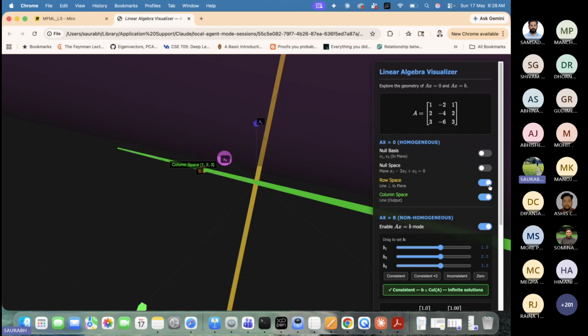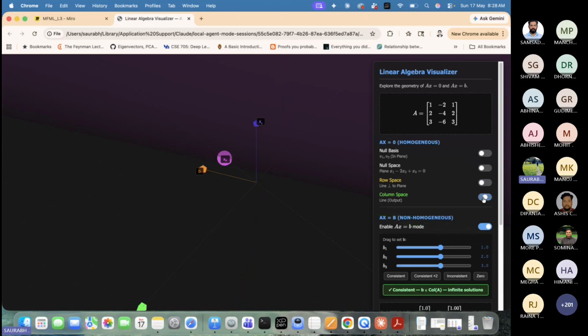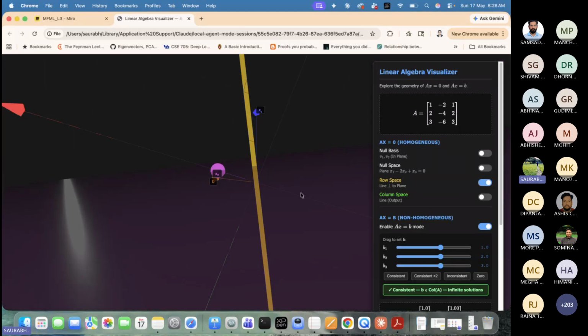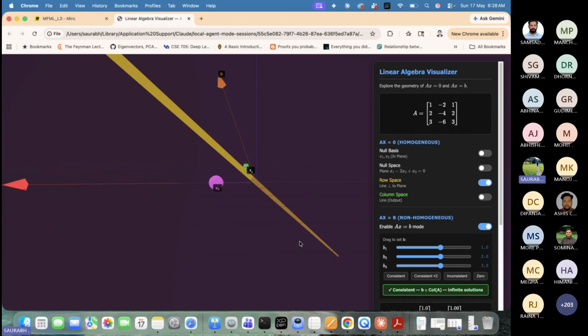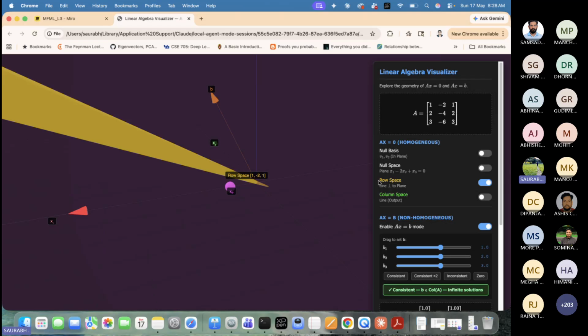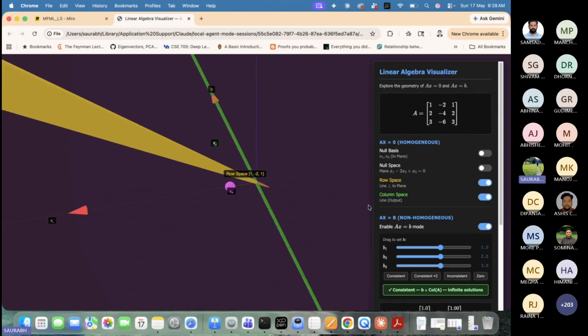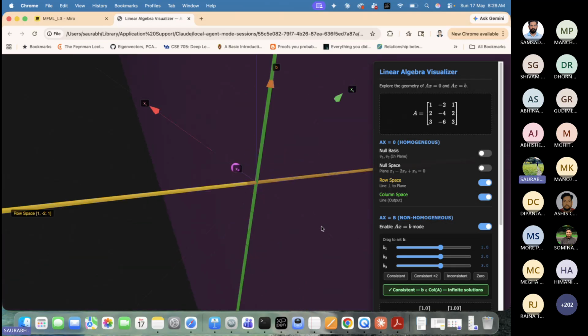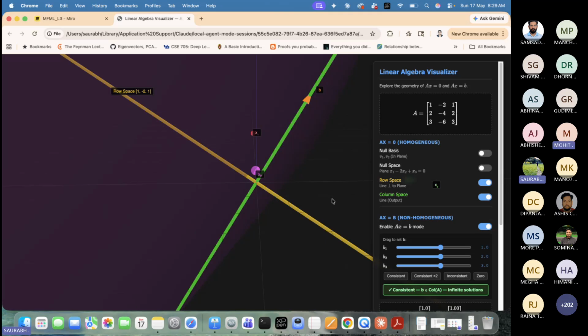Now, because there is only one specific piece of information that this matrix is giving you, the row space would be a single line. That's what you see here. The row space is this yellow line, right? This is the row space for you. Now the column space, same, would be a single line. So those two are the row space and column space.